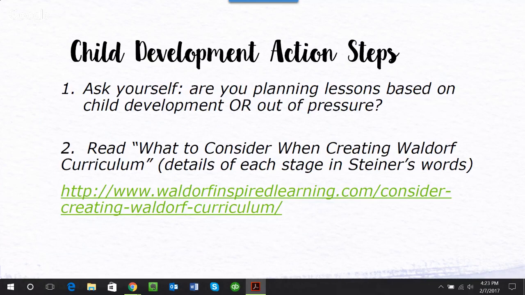So that's why I think it's really important to have an understanding of Steiner's view of child development when you are engaging in the Waldorf approach. Every single method of learning has a theory of child development behind it, whether it is explicitly stated or not.